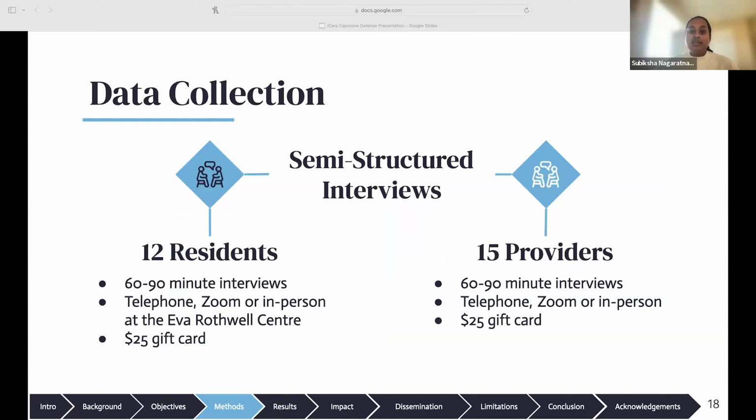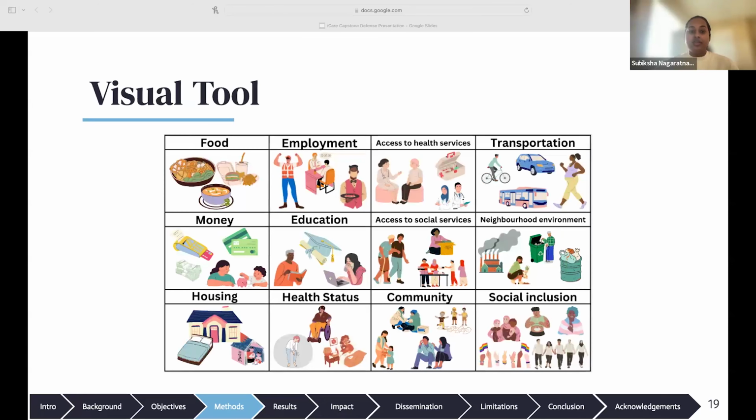We conducted semi-structured interviews with all participants via telephone, Zoom, or in person, and all participants received a $25 gift card at the end. Residents also received a list of community resources for further support. Residents were asked about their health, current and desired access to health and social services, while providers were asked about their current position, methods of interprofessional collaboration, and their client population health needs.